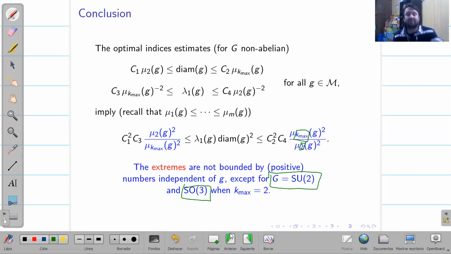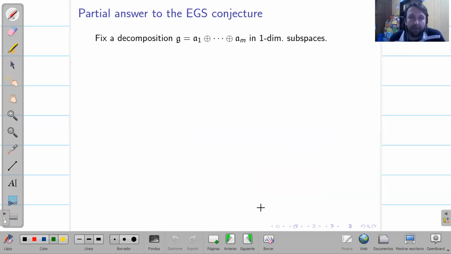Okay, so in some sense, the strategy used in SU2 and SO3, the strategy of bounding these terms independently and then putting them together, holds only for them and not any other compact degree. Okay, and now let me end this first lecture with a partial answer to the conjecture.